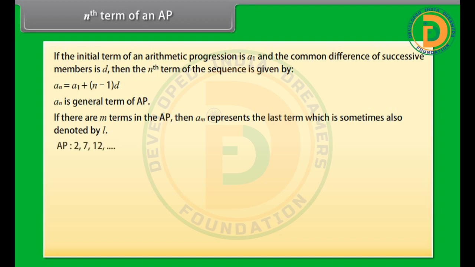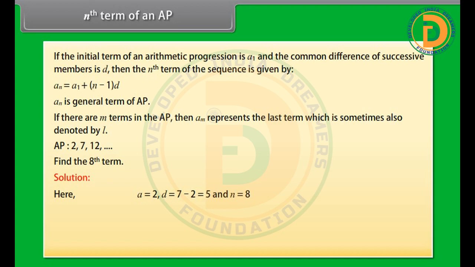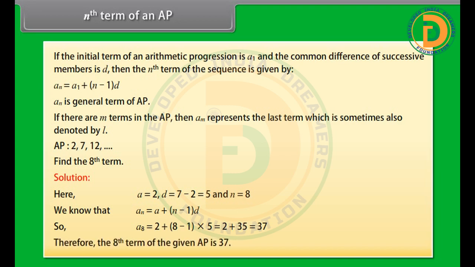Now by using the formula of the nth term, let's find the 8th term of the given AP. Here a is equal to 2, d is equal to 7 minus 2, which is 5, and n is equal to 8. We know that an is equal to a plus n minus 1 d. So a8 is equal to 2 plus 8 minus 1 into 5, which is equal to 2 plus 35, which equals 37. Therefore, the 8th term of the given AP is 37.